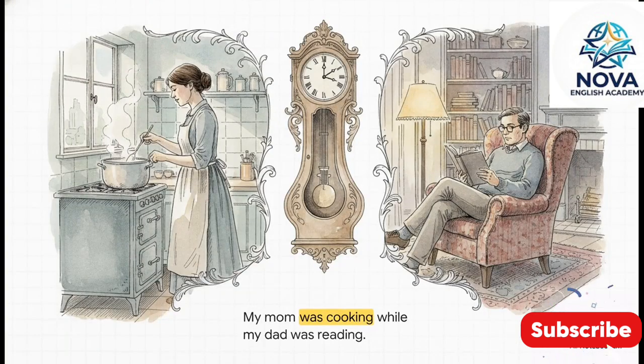All right, now for Rule 2. My mom was cooking while my dad was reading. This is a brilliant example because it illustrates exactly how the tense handles simultaneous actions. You've got two people doing two totally separate, ongoing things at the exact same time in the past. Notice how we use the past continuous for both halves of the sentence just to show that these activities were happening parallel to one another.